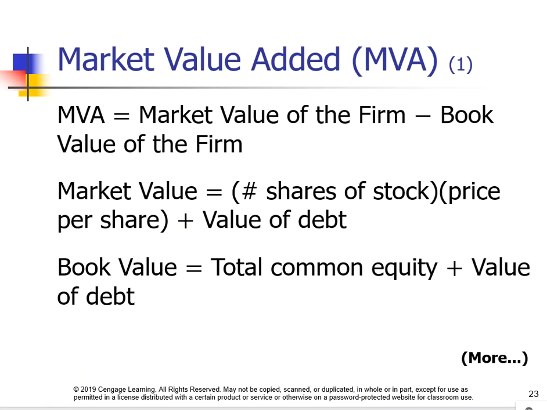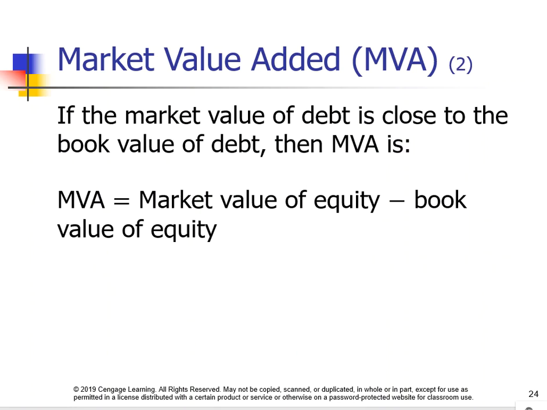So we can also look at market value added. Market value added is the market value of the company in the financial markets minus the book value. Technically, market value is the number of shares of stock times the stock price plus the market value of the debt. And then the book value would be the value of common equity on the balance sheet plus the value of the debt on the balance sheet. In practice, the book value and the market value of debt are typically close, so we ignore them. So market value added then becomes the market value of the equity, stock price times number of shares, minus the book value.